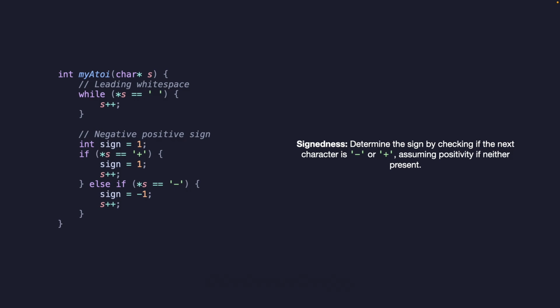If the character is a plus, sign is 1. If the character is a minus, sign is negative 1. And if there is no sign, we assume the number is positive.